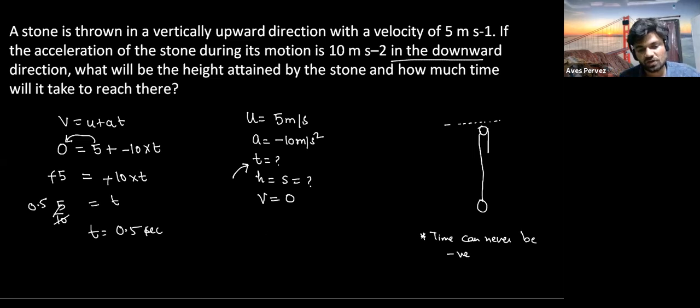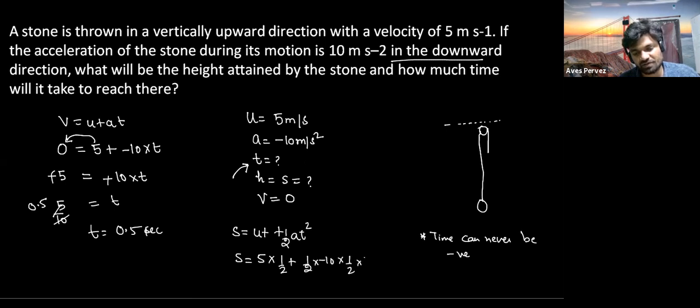Done. So you have to calculate here S is equal to ut plus half at square. S is equal to your initial velocity 5, time is half, plus half into the acceleration you have calculated, that is -10, into t square, means half into half. So this will be S is equal to 5/2 plus 10 will get cancelled out.